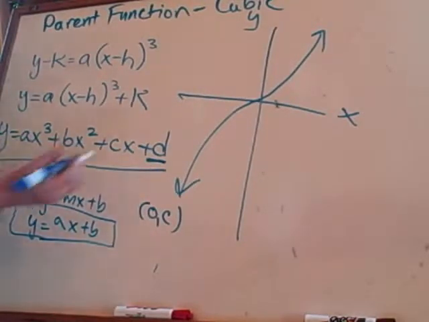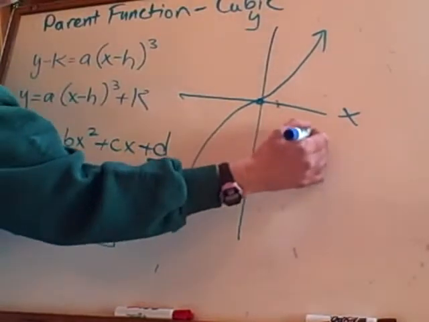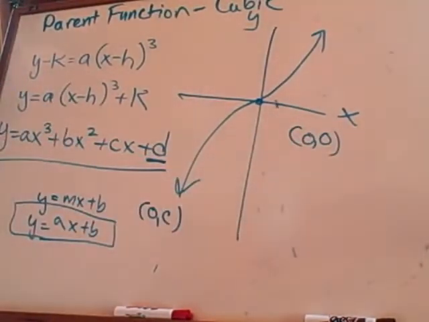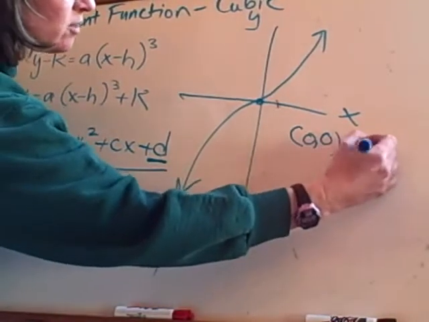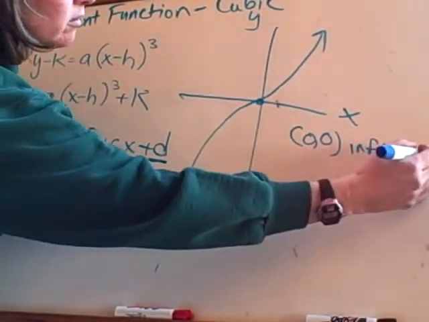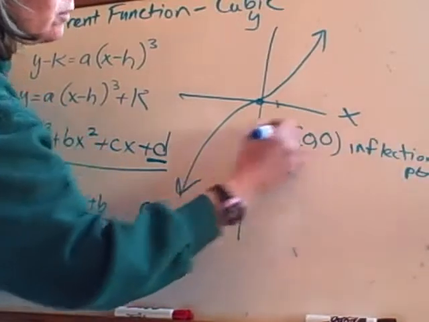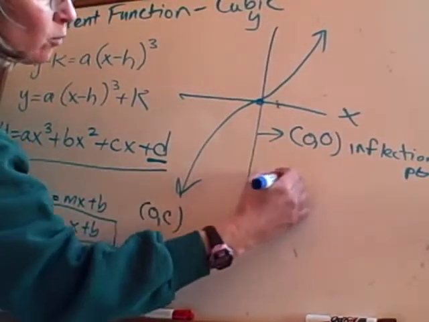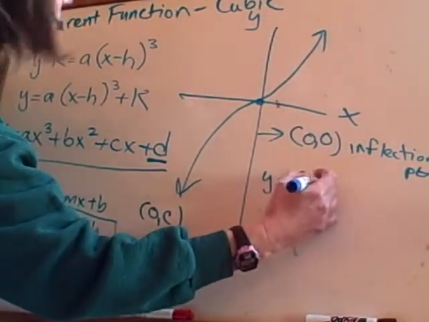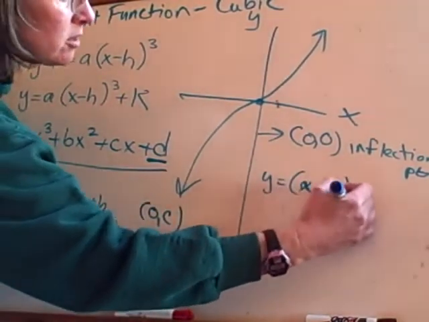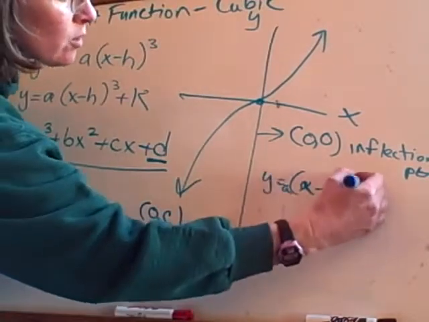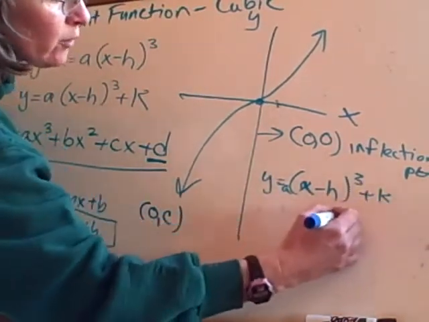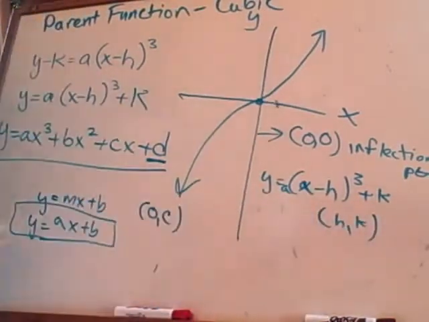All right, locator points. One of the most important points on this whole graph is at 0, 0. It is your inflection point. So you probably want to write that inflection point, even though it's already down there below. I would put these locator points right below your graph there. And then if you have the form y equals a times (x minus h) quantity cubed plus k, then your locator point there would be (h, k).